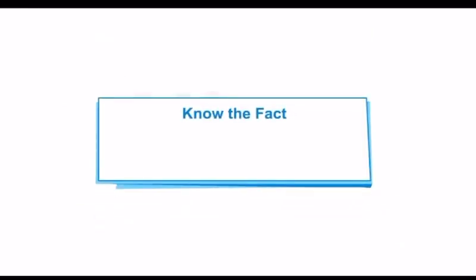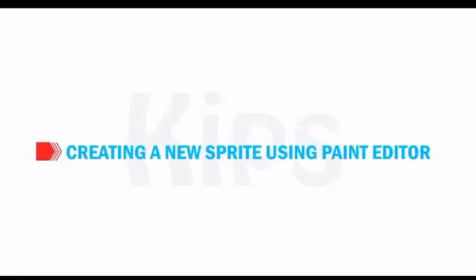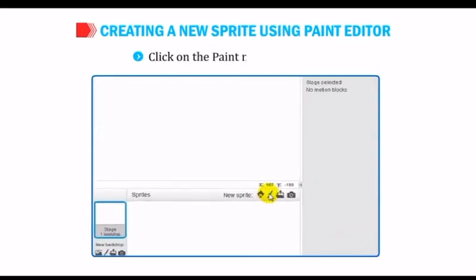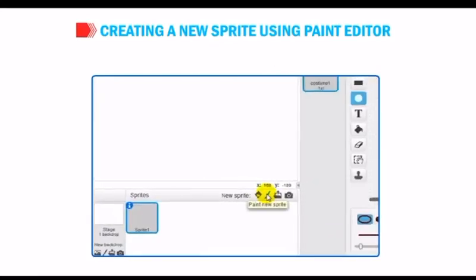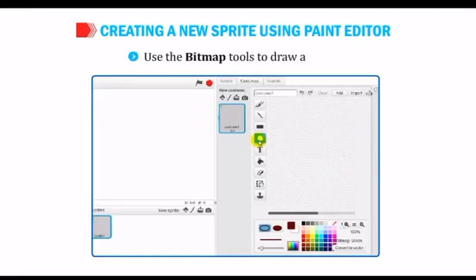Students, let us know the fact. Scratch is used in more than 150 countries and available in 40 different languages. Okay, students, let us understand how to create a new sprite using a paint editor. Click on the Paint New Sprite button. The Costumes window appears where you can draw and paint your own sprite. Use the bitmap tools to draw a sprite.